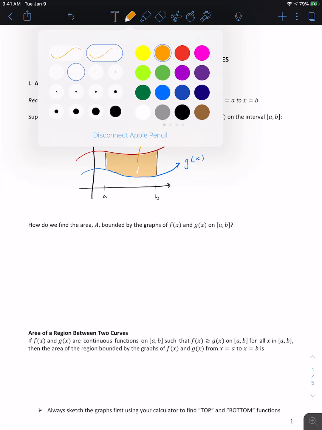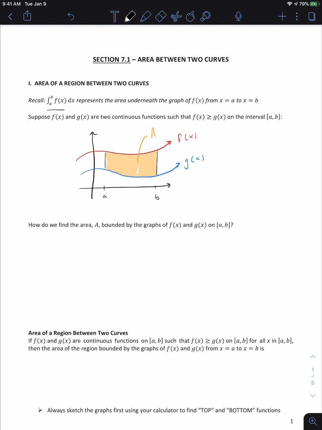One way to think about it is we could find the total area that's under f of x, and then subtract the area under g of x. The total area under f of x is all of this. The total area under g of x is just this piece. So if I want just the orange piece, the orange piece is going to be the area under f of x minus the area under g of x.